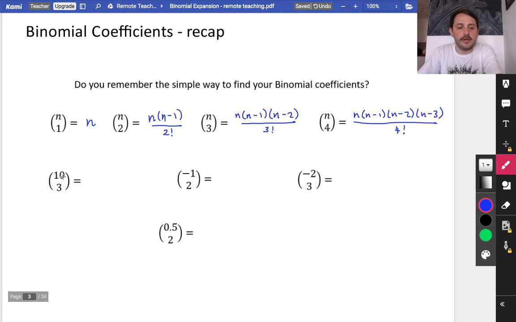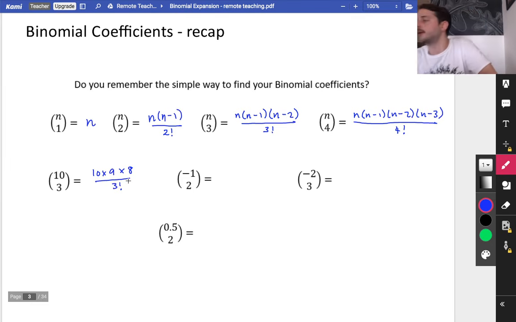So for this one that I've got here, if n is 10, and we're doing it to choose 3. It's going to be like this kind of one that we've got here, apart from it's going to be 10 in this place. So it's just going to be 10 multiplied by 9 multiplied by 8, all divided by 3 factorial. Remember, 3 factorial is just 3 times 2 times 1. So that's 10 times 9 times 8, divided by 6. So that coefficient is 120.